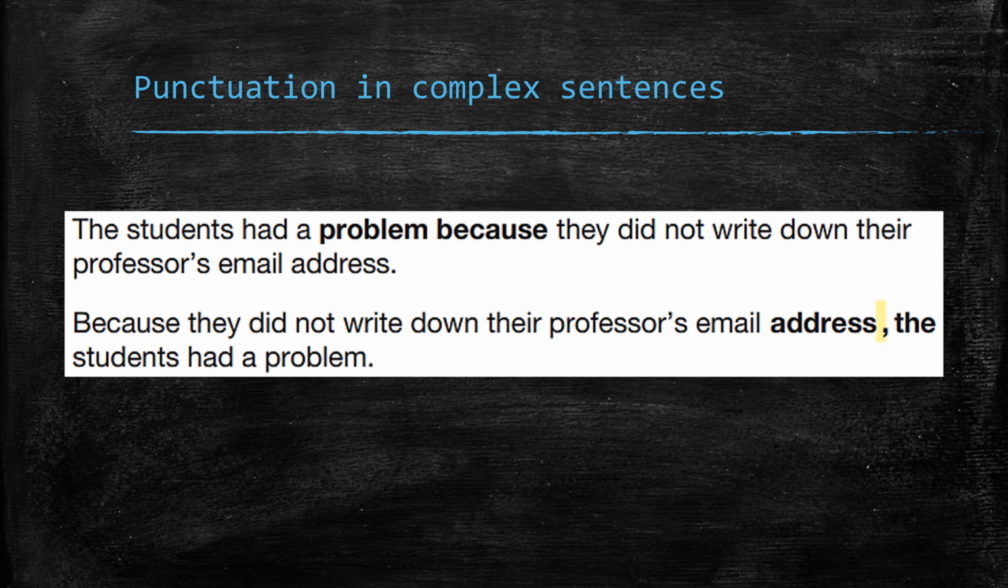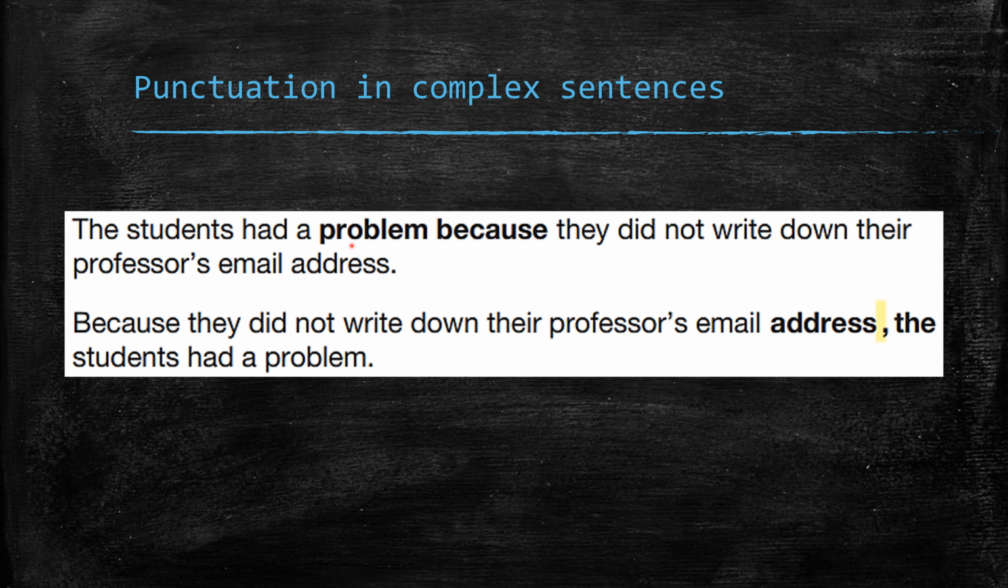Punctuation in complex sentences. Usually the independent and dependent clauses in complex sentences can be in any order. However, the punctuation is different depending on the order. In a complex sentence, when the dependent adverb clause comes first, separate the clause with a comma. When the independent clause comes first, do not separate them. As you can see here, let me use my laser pointer.